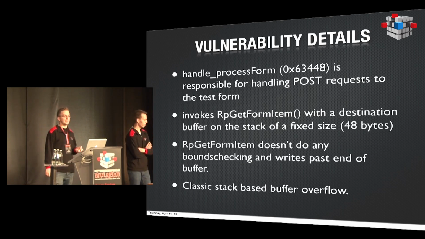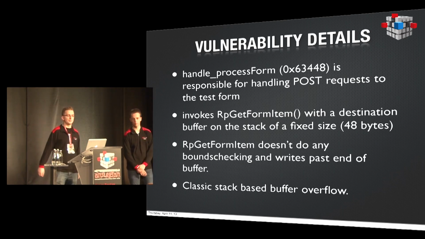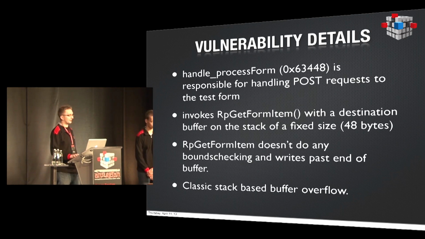So rp get form item doesn't bother to do any bounds checking, and well, it can't, because nobody is passing it a max length or whatever. So it will just start copying until it reaches a 0 byte, and then it will stop, not taking into account the size of the original destination buffer. So we're dealing with a classic stack-based buffer overflow here, the ones we all love because they're pretty deterministic and often quite easy to exploit.